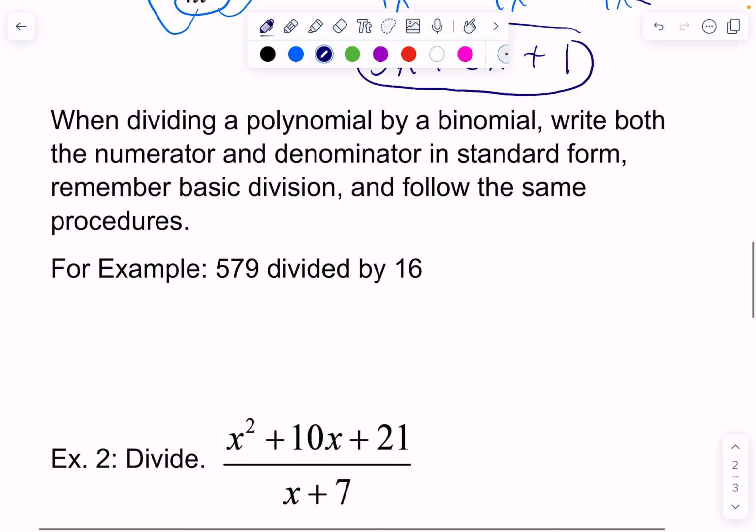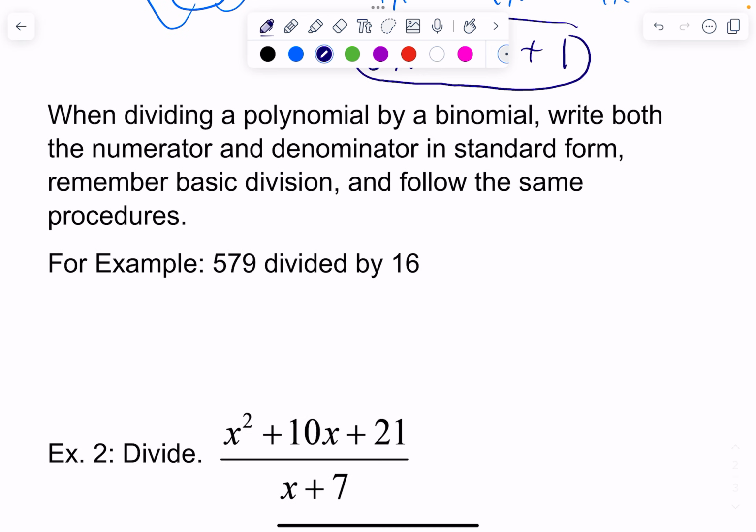Now, when we're dividing a polynomial by a binomial, we're going to write both the numerator and denominator, first of all, in standard form. Please remember that standard form means I'm going from highest exponent to lowest exponent. And then let's remember basic division. Now, let's go back in time.